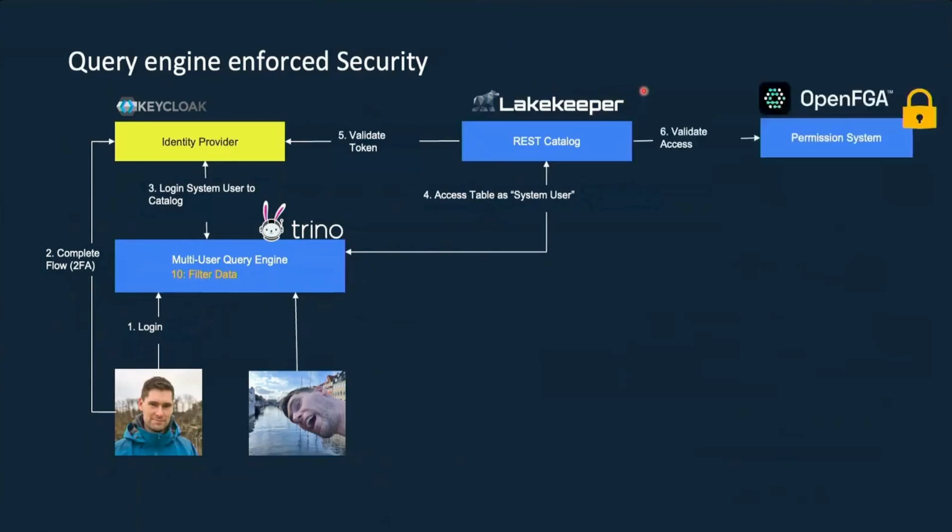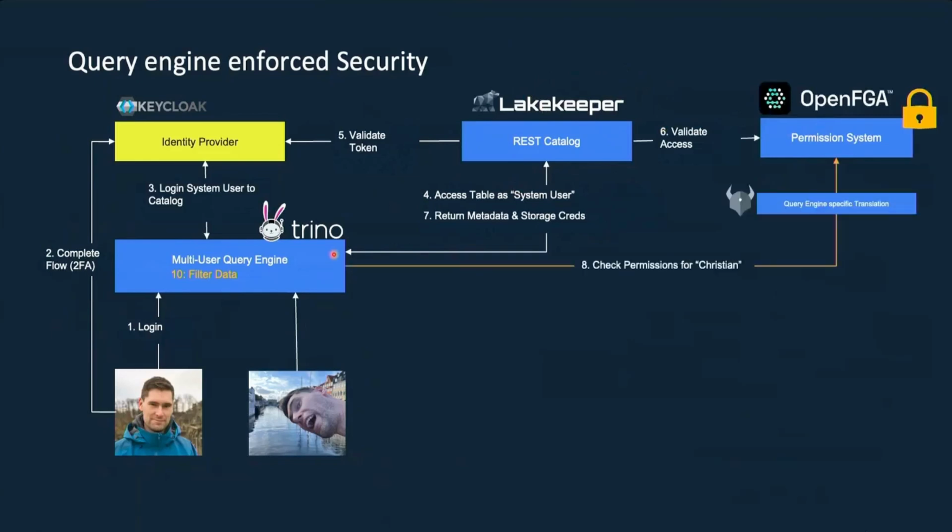We validate the token from Trino, and we also validate the access, which is pretty much always going to be okay, because Trino is accessing the catalog with a system user. There are also other ways to do this, but for the sake of this example, we use that. Lakekeeper then returns the metadata for the table and storage credentials, so that Trino can access the storage location. After that, Trino goes to the permission system itself and checks the permission for Christian, right? And after that, Trino filters out all the data that I'm not allowed to see. So after that, it retrieves the data and returns the result.